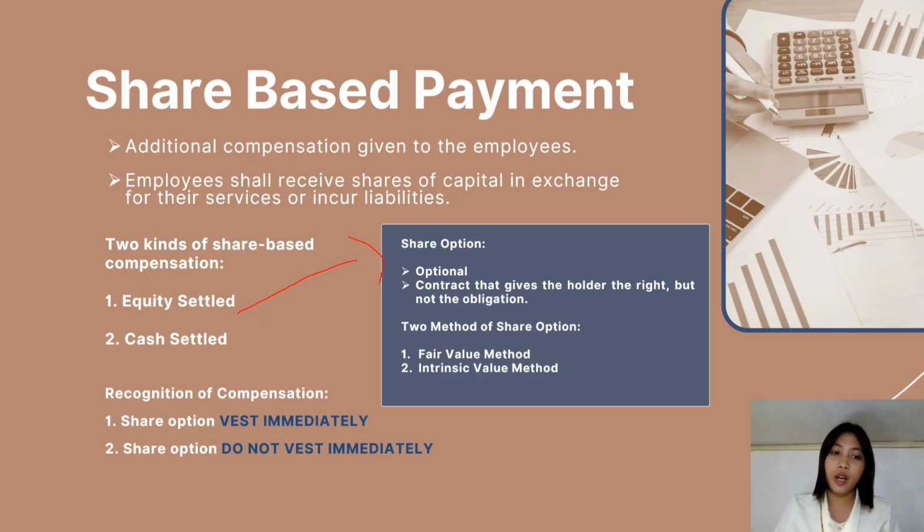So there are two kinds of recognition in the compensation: the share option that vest immediately and the share option that do not vest immediately. To help us understand this, I will be sharing an illustration to understand the meaning of vest immediately and do not vest immediately.